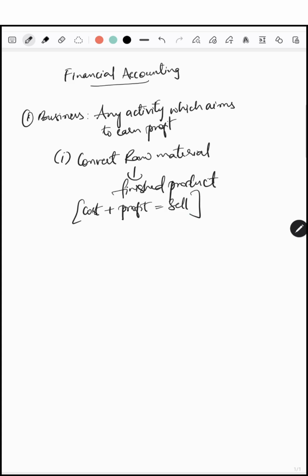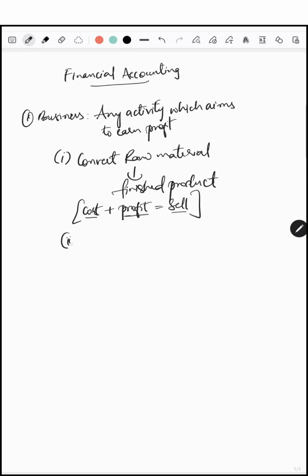So if you can observe this equation, you're doing some activity which involves cost, and because of your hard work you need some extra benefit for that. In that way you are adding up some profit for that and finally selling it in market. So this overall activity is called business.